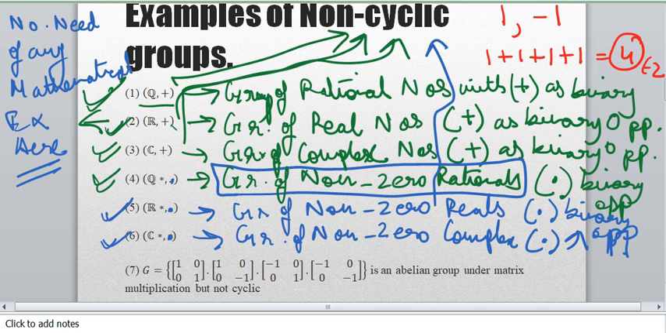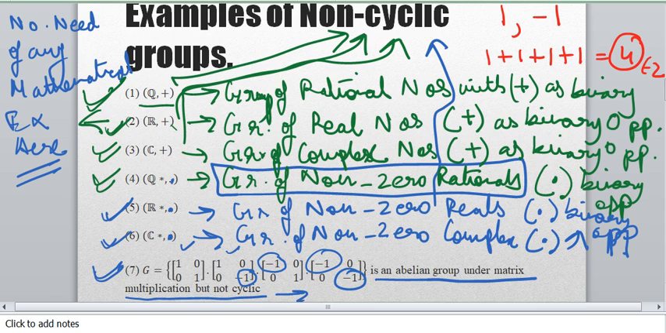Moving on to the next one, that is the seventh one. G is the matrices 1 0 0 1, the identity, then 1 0 0 minus 1, then minus 1 0 0 1, then minus 1 0 0 minus 1. If you notice, in the first one there is no negative, in the second one this part has got a negative, in the third one this one has got a negative, and in the last one both are negatives. This is an abelian group, no doubt about that. The commutative property will be satisfied under multiplication, but it is not cyclic. That means we will not get a generator.